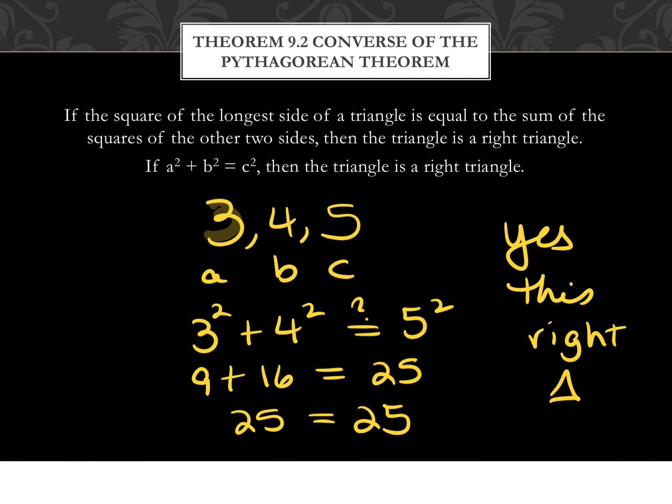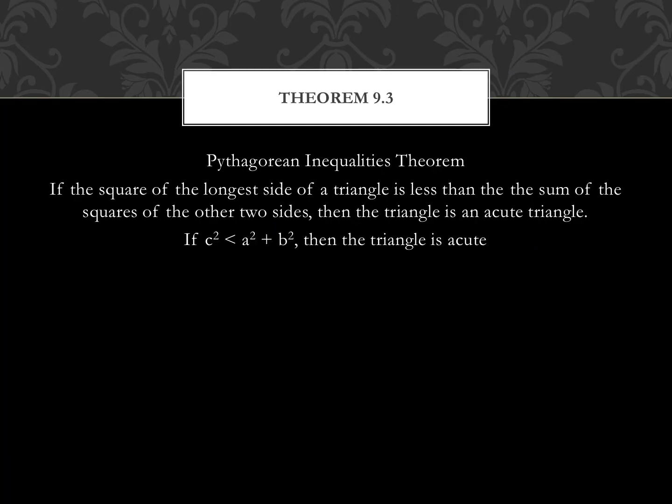Let's try the Pythagorean inequality theorem, which is the next slide. This is gonna help us to determine if our triangle is acute or obtuse. So this theorem states that if the square of the longest side, that hypotenuse, is less than the sum of the squares of the other two sides, then the triangle is acute. So when a squared plus b squared equals c squared, it's right. But when a squared plus b squared is bigger than c squared, then it's acute.